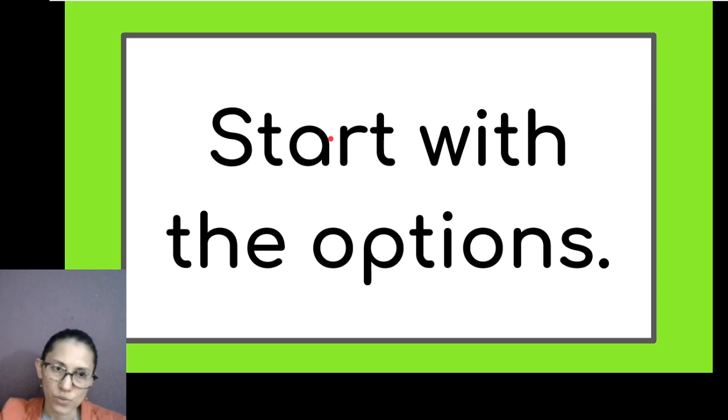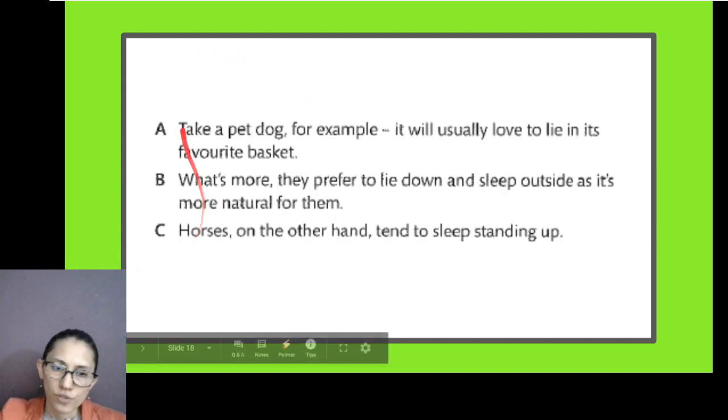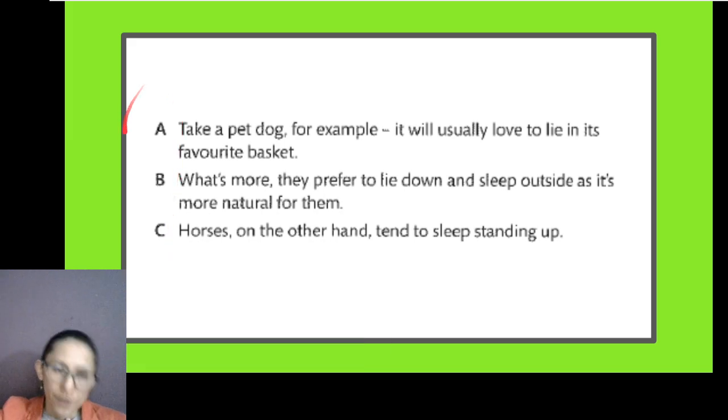This example is going to be based on this strategy. Now we have three options that are going to complement one little text with one gap. First, A: Take a pet dog, for example. It will usually love to lie in its favorite basket.